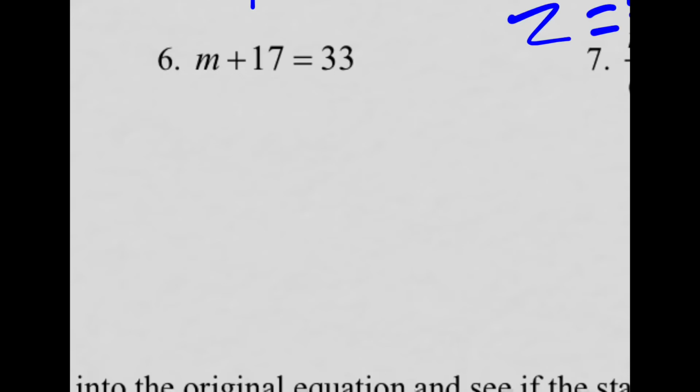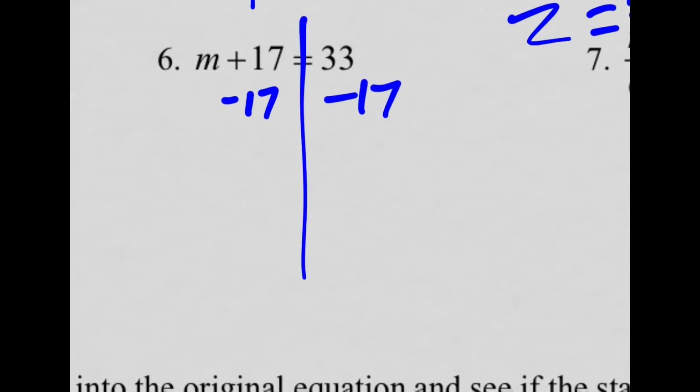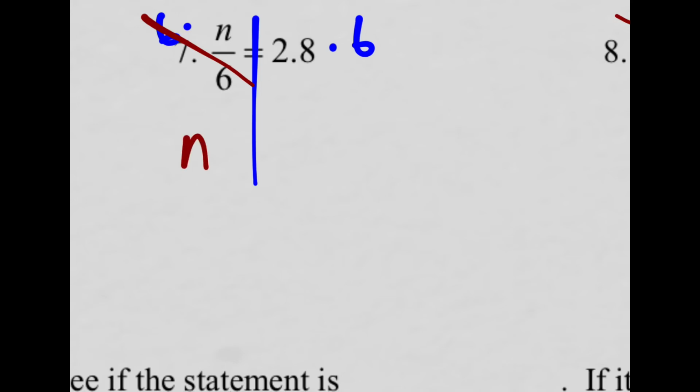Since this equation adds 17 to m, I can subtract 17 from both sides. Remember that this is where my equal sign is, so I have to subtract 17 from both sides. Here, the 17's go away, and I'm left with m is equal to 16. n divided by 6 I can cancel out by multiplying by 6. And if I multiply the left side of the equal sign by 6, I have to multiply the right side as well. On the left, 6 over 6 is another version of 1, and 1 times n is still n. On the right, if I take 2.8 times 6, I get 16.8.